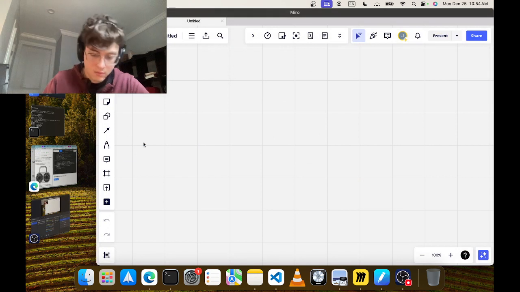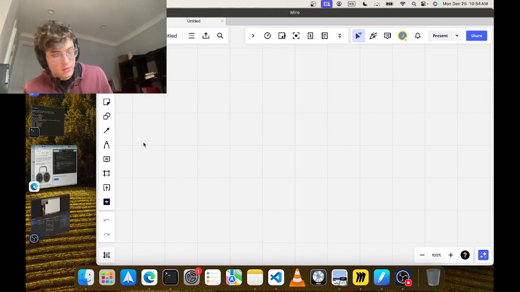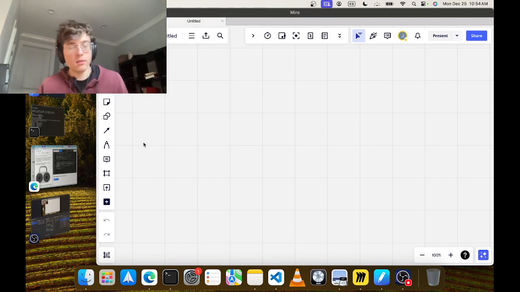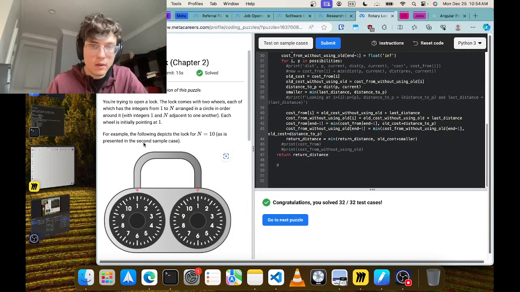Let's get started. So I had two problems remaining. This is one that I solved, and now I have one remaining. So this one is called rotary lock. Let's take a look at what it looks like.